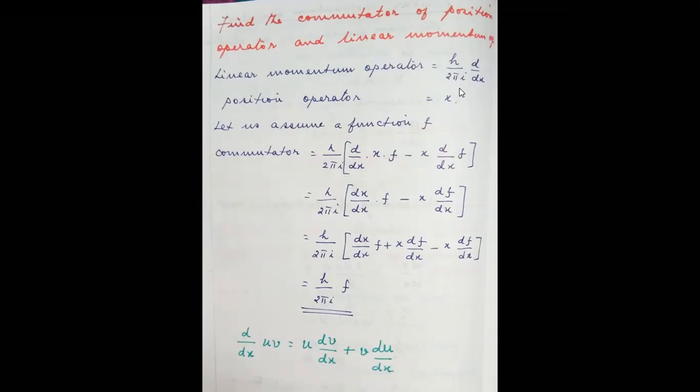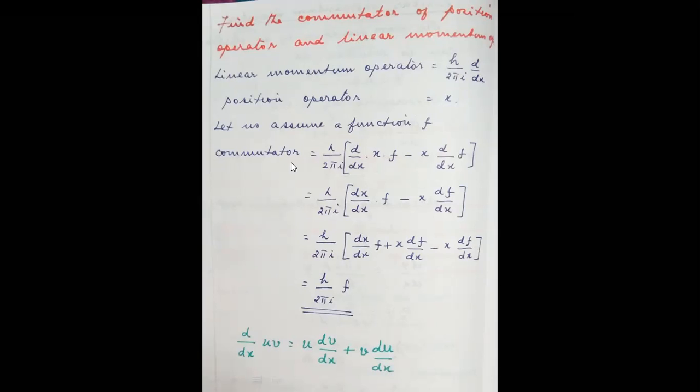You know what is position operator? It is simply x. Linear momentum operator is h by 2 pi I d by dx. So let us assume a function f.